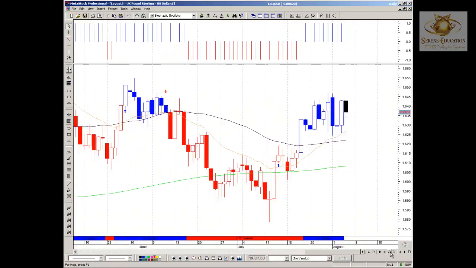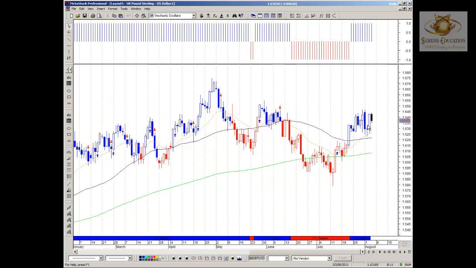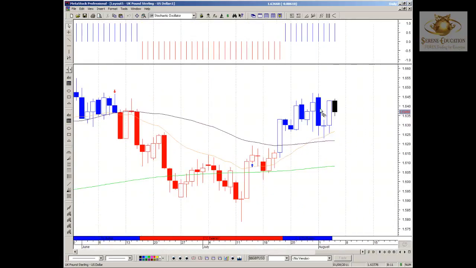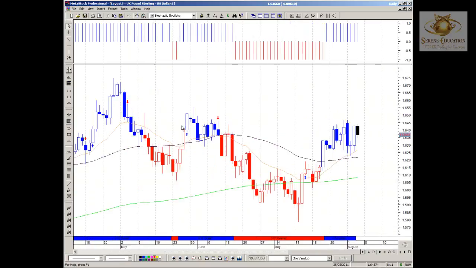Next up is sterling against US dollar. Let's have a look at the daily time frame. Here again, you can see yesterday, or on Tuesday in particular, we had a very indecisive candle after a bearish engulfing pattern at a price support area.